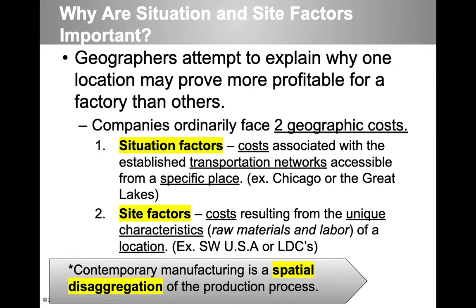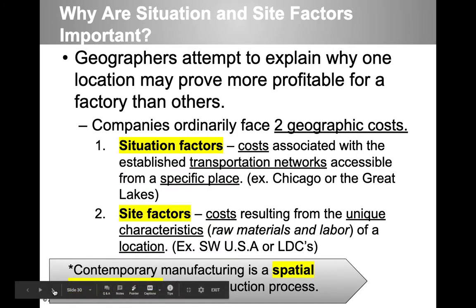Site is the other important factor when looking at industrial location. Those are costs that are unique to the materials and labor. So again, the site factors are going to be unique to cost, labor, and also capital. Contemporary manufacturing is spatial disaggregation. So we know that in contemporary factories, there is, again, specialized scrutiny to where they put factories. Most of them are going to be located near markets. However, now with advanced forms of transportation, some are found in locations that aren't necessarily near markets. So we see spatial disaggregation.